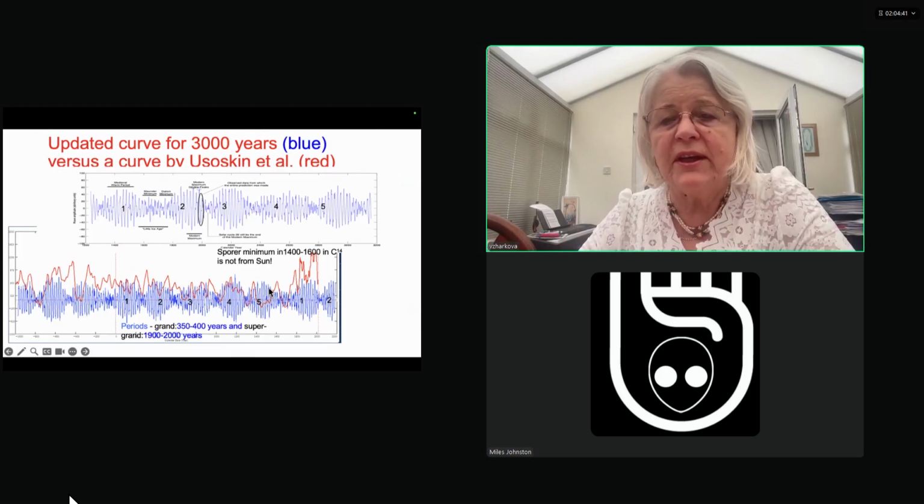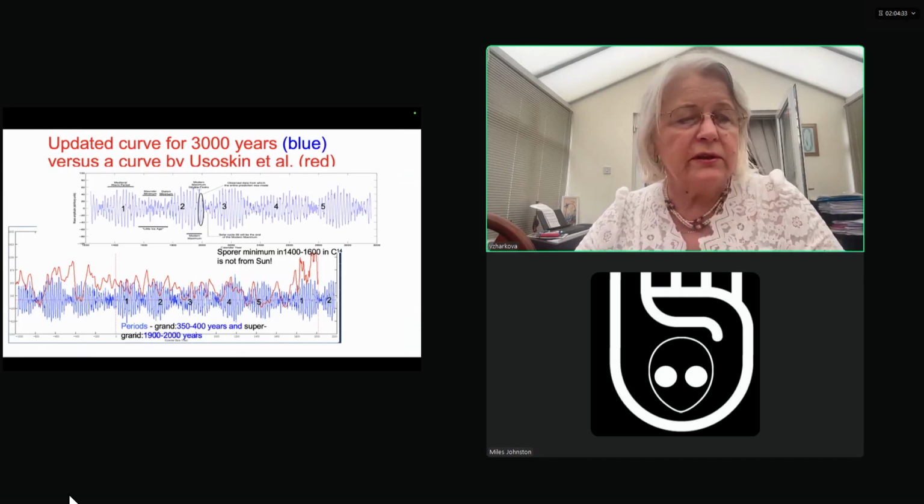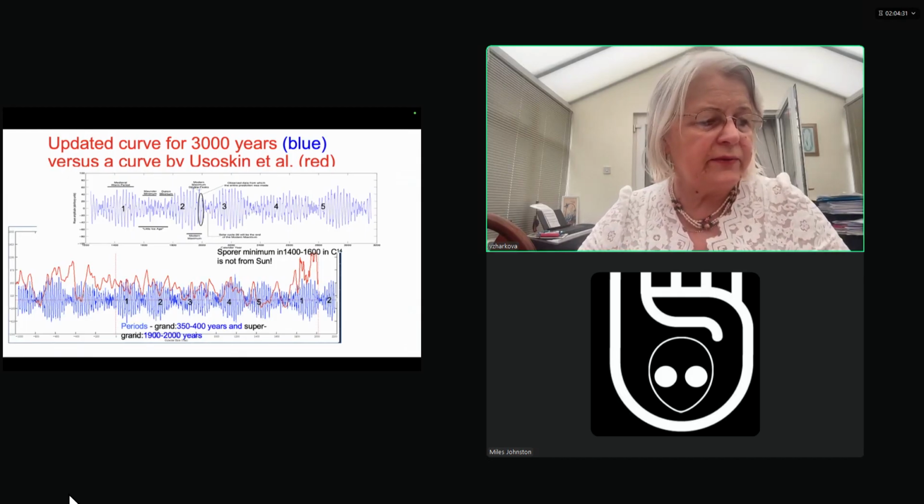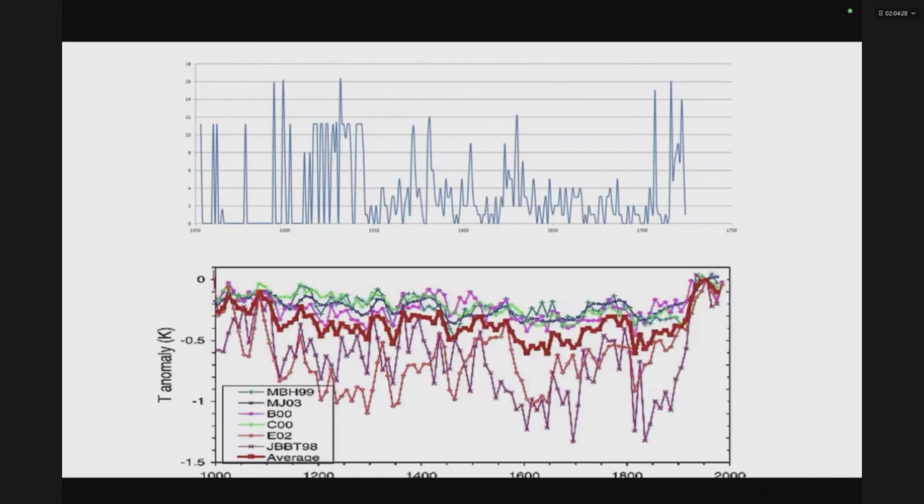So obviously this minimum which they measured should definitely be the Maunder minimum, because it gives error bars of 200, 300 years, exactly as we observed. So now to prove this point, we published a paper in arXiv.